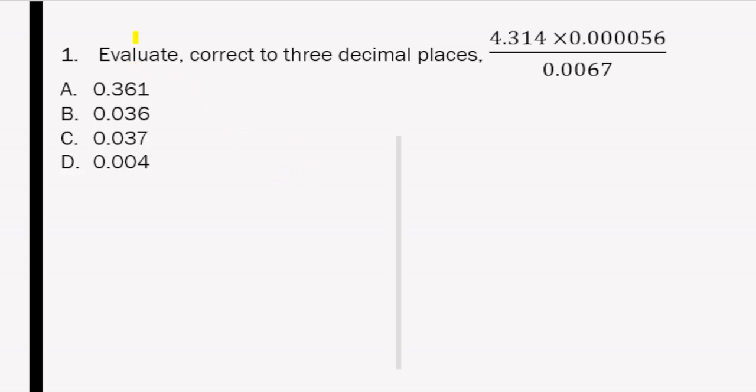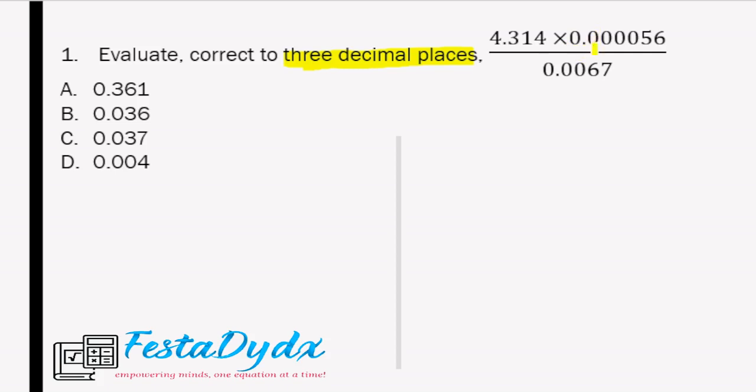For question number 1, we have: evaluate, correct to 3 decimal places, 4.314 times 0.000056 all over 0.0067. What we are going to do here is multiply the numerator first. Whatever answer we get, we divide it by the denominator.